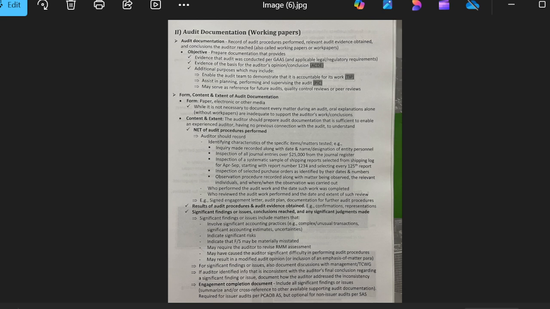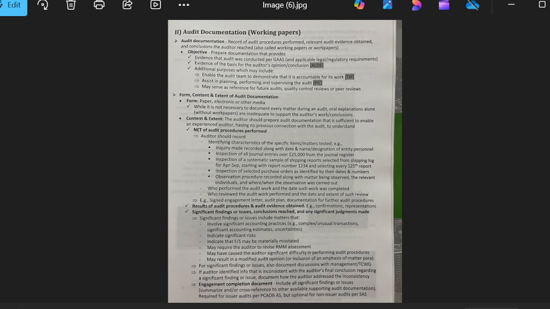Talking about the content and extent, the auditor should prepare audit documentation that is sufficient to enable an experienced auditor having no previous connection with the audit to understand the nature of the audit procedures performed. So the auditor should record identifying characteristics of the specific items or matters tested, such as inquiries made, inspection of journal entries, inspection of a systematic sample of the records, and observation procedures recorded. These are the things that auditors should properly document in their audit work papers.